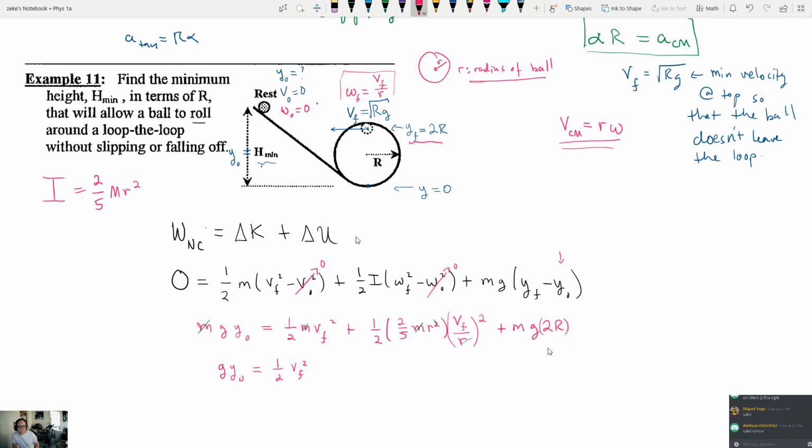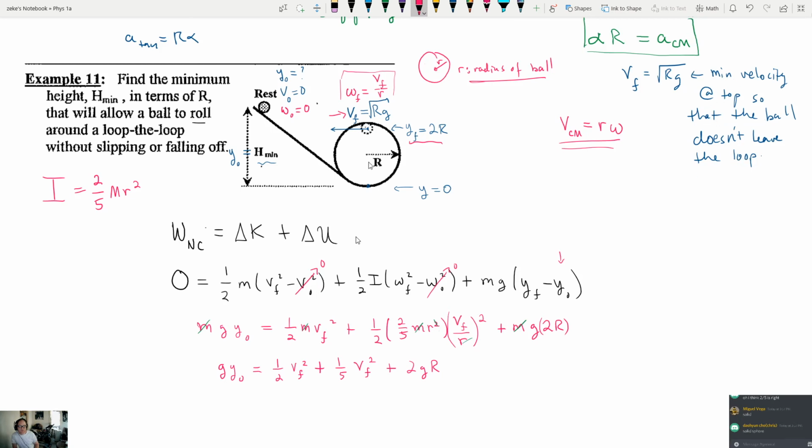So we get that. So we have 1/2 vf squared plus 1/2 times 2/5 is 1/5. Everything else canceled, we just have v final squared that shows up here. Plus, and this other mass should have canceled out now too, now that I've added it in. So this times 2gr. And now the last thing to do is to plug in the first thing we said about this problem, that we know that square root of RG is the minimum velocity at the top so the ball doesn't leave the loop.